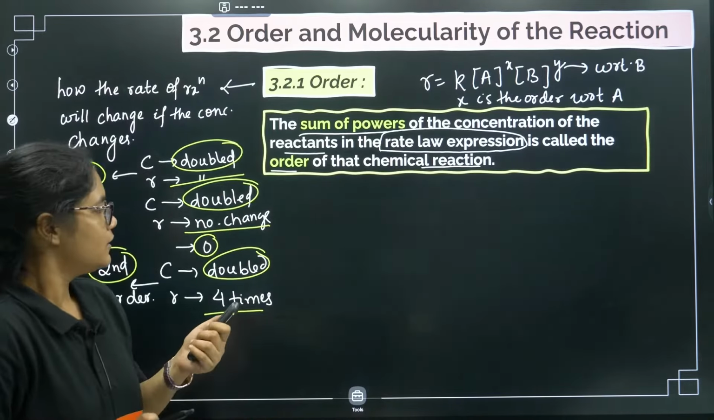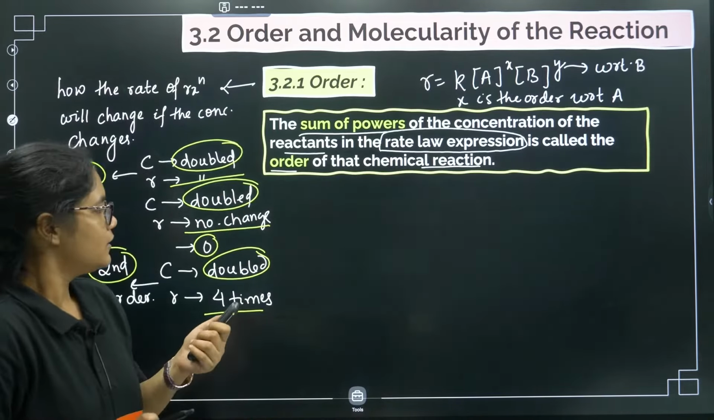Getting? Okay. Now here, as I told you, suppose this is a reaction and this is the rate law for that. Then the order of the reaction will be x plus y, the order of A is x, the order of B is y. That we have already discussed.